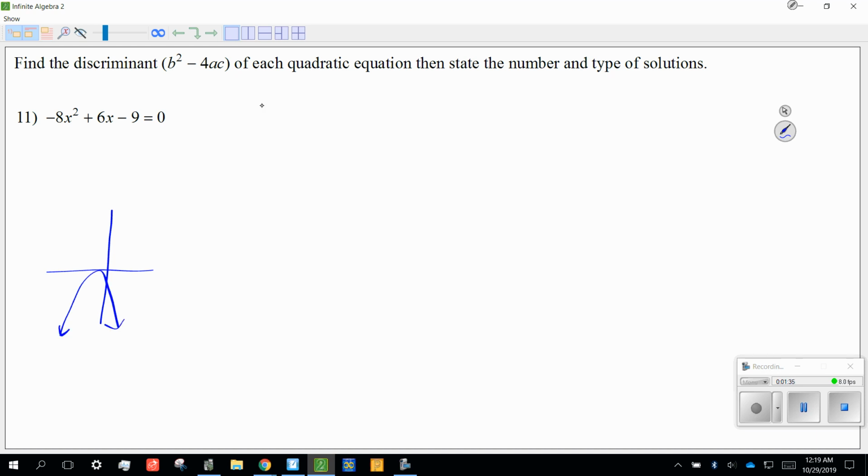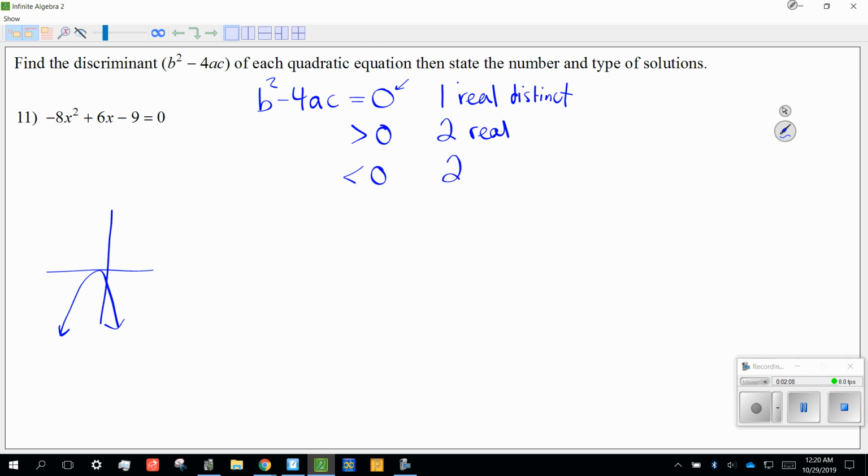So just remember, if b squared minus 4ac is equal to 0, that's one real solution. If it's greater than 0, that's two real, distinct solutions. I guess one real distinct, okay? So it still has two solutions. It's the same number, though. It could be like x minus 2 squared, so x equals 2 and x equals 2 would be the solutions for something like this.